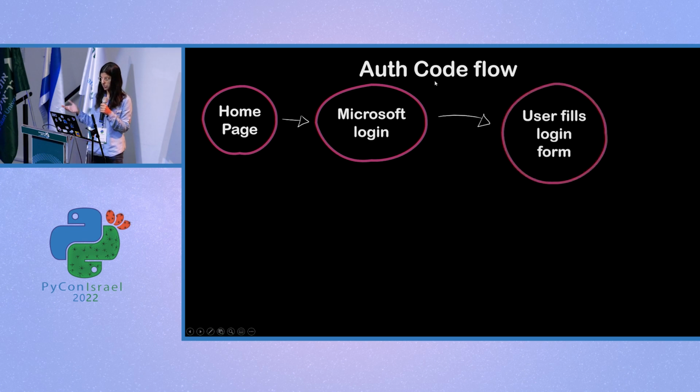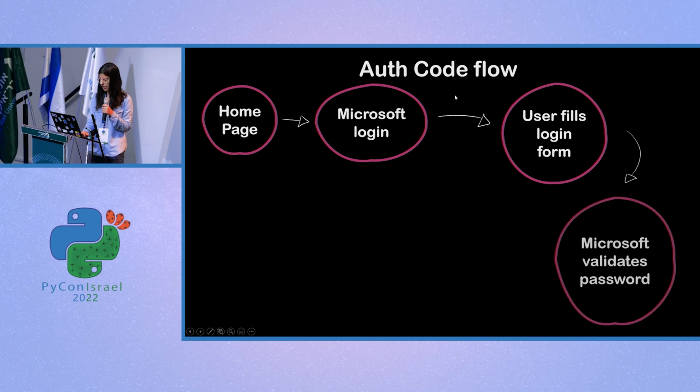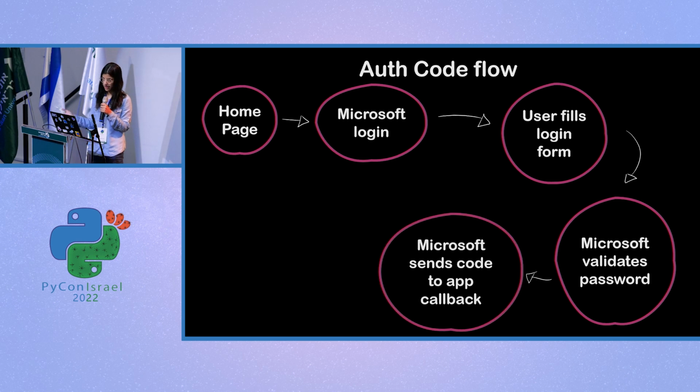Microsoft shows the user a login form. The user enters his username and password and clicks on submit. Microsoft validates that the password is correct. And after that comes the dramatic part, which is Microsoft sends a code back to the app callback endpoint.